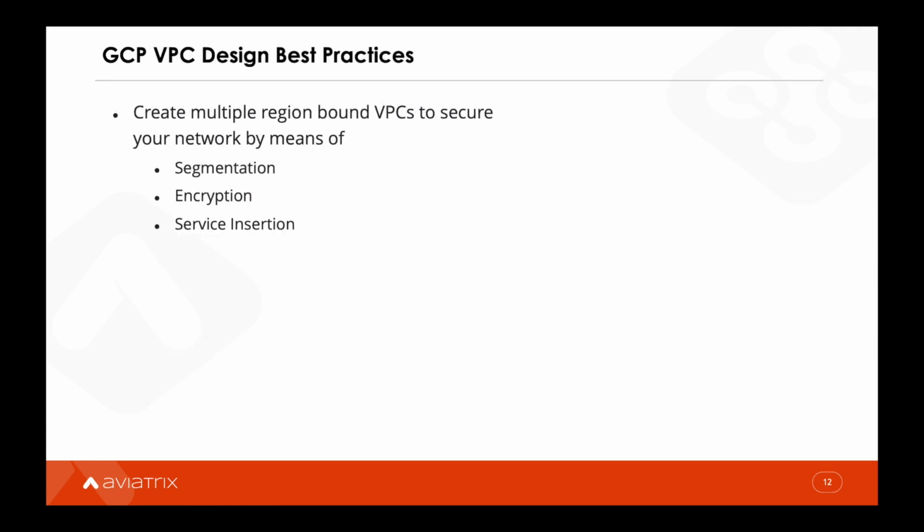All right, so let's talk about the GCP design best practices. You should create multiple VPCs based on the type of workload, and those VPCs should be region bound. Why do we need that? Like I said before, for proper segmentation, to provide encryption between the workloads when they're talking to each other, and for service insertion.